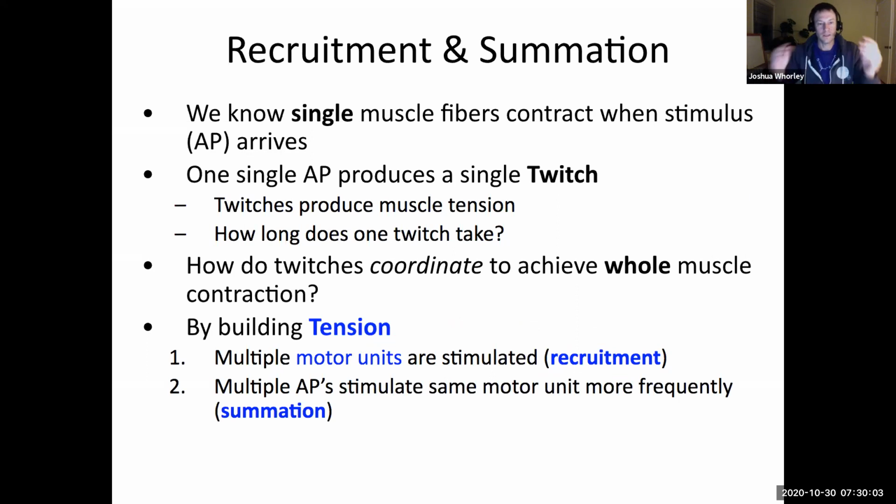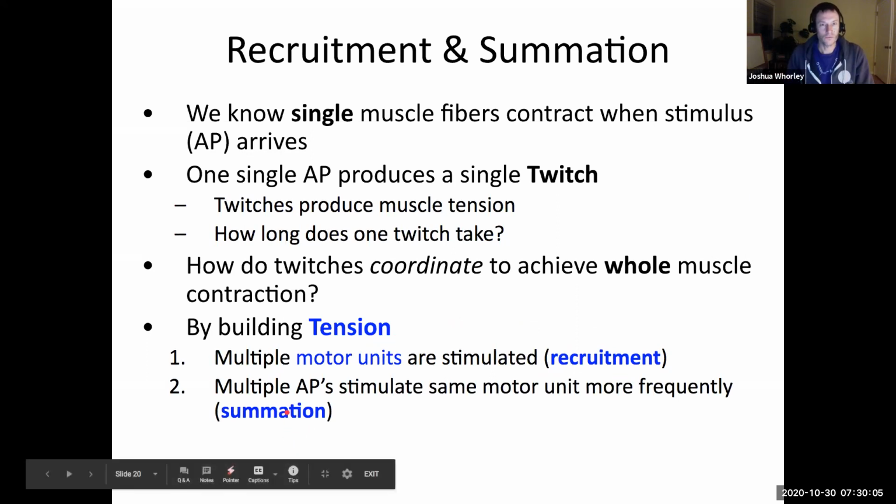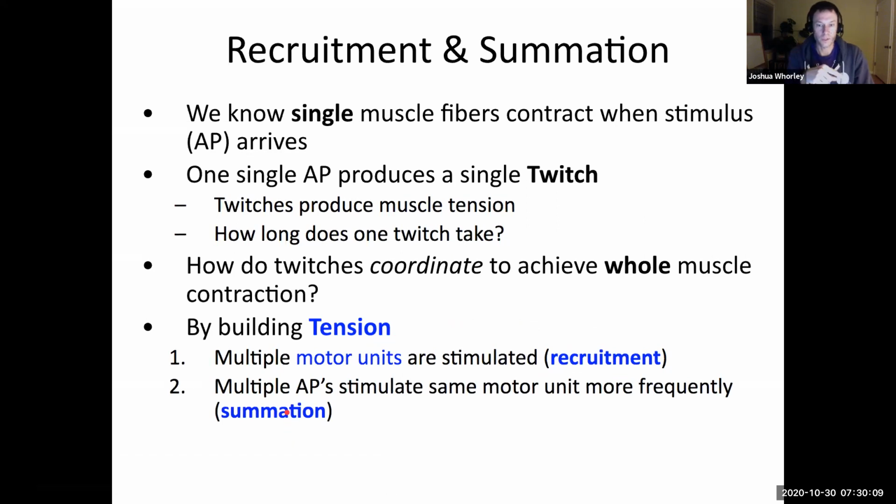The other way is just stimulate a single motor unit more frequently. So this is what we just talked about with summation, right? If you fire multiple action potentials so that as soon as a muscle cell is ready to receive another signal, it gets another signal, you're basically going to be stacking those signals on top of each other. And what happens with each signal that arrives, right?